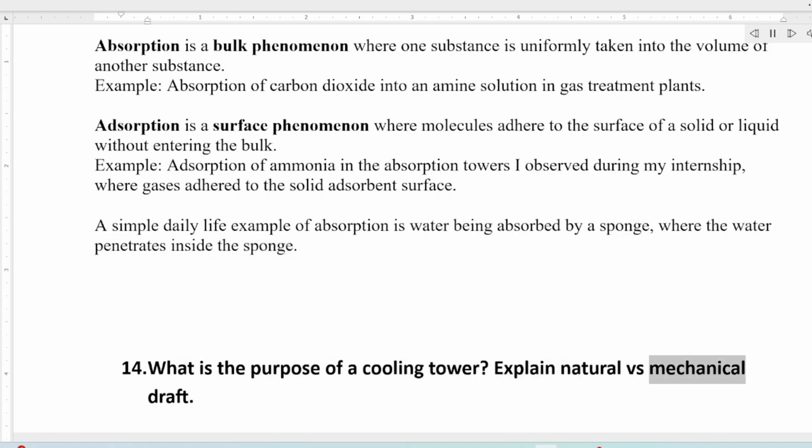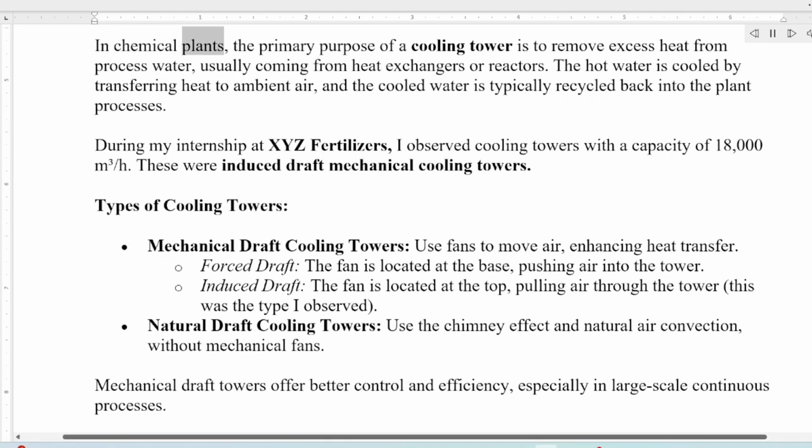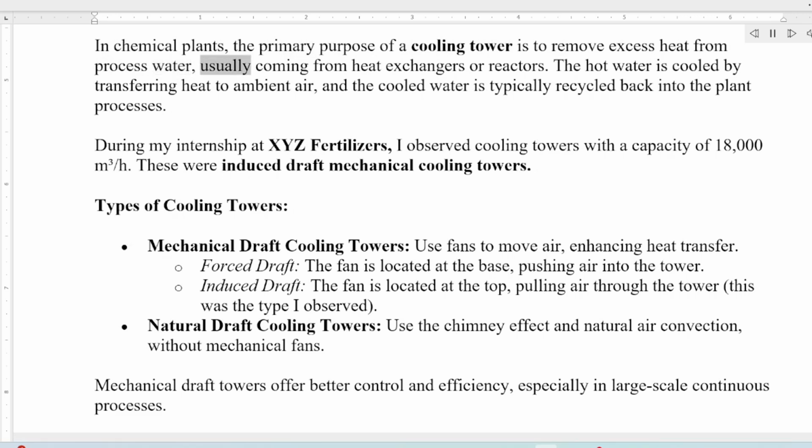What is the purpose of a cooling tower? Explain natural vs mechanical draft. In chemical plants, the primary purpose of a cooling tower is to remove excess heat from process water, usually coming from heat exchangers or reactors. The hot water is cooled by transferring heat to ambient air, and the cooled water is typically recycled back into the plant processes.